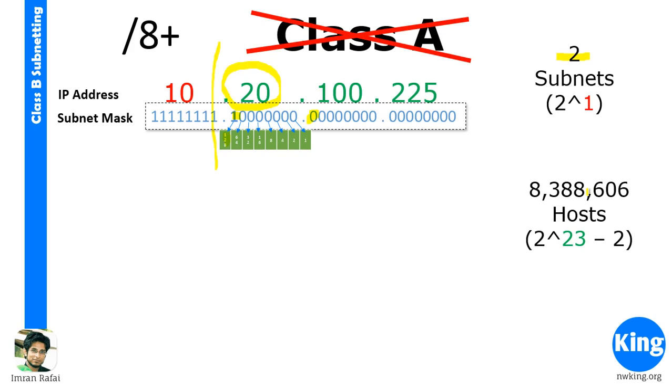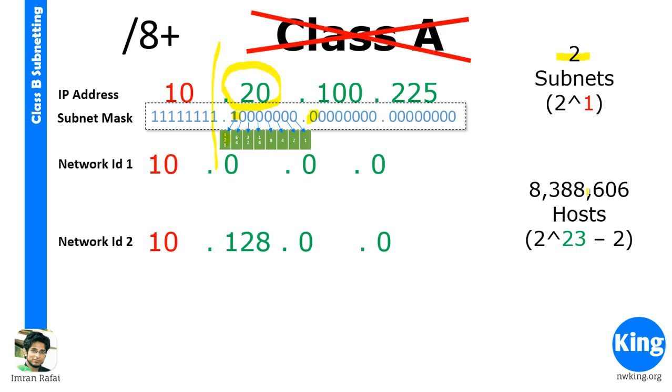Fine, let's get into this question. What is the network ID of the first network? We know this very well by now. The first network makes everything 0, so it is 10.0.0.0. How do we get the next network ID? We add the place value of the last bit.